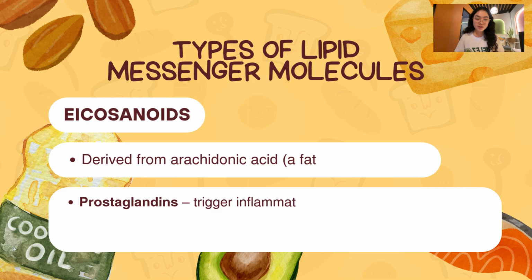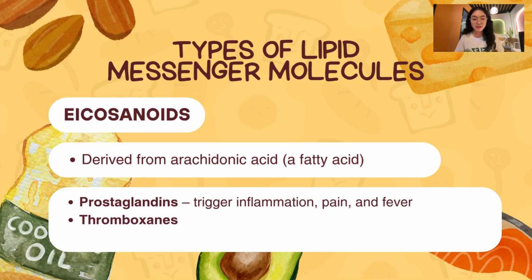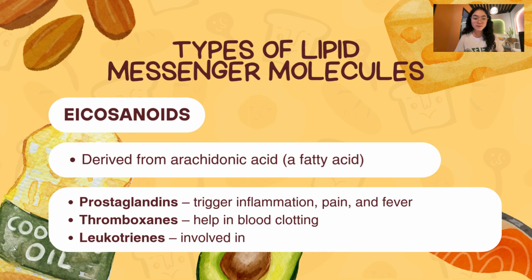First, we have the eicosanoids, which come from a fatty acid called arachidonic acid. These lipids are short-lived but very powerful in triggering fast responses. There are three main types. First is the prostaglandins. These cause inflammation, pain, and fever. So when you feel body pain or get a fever, prostaglandins are likely involved.